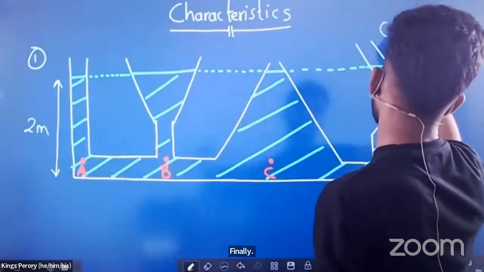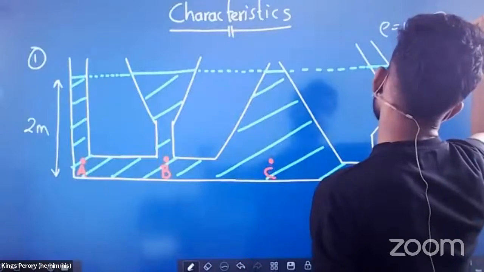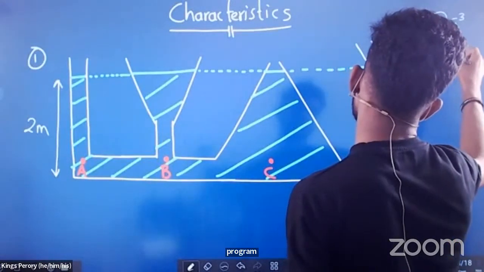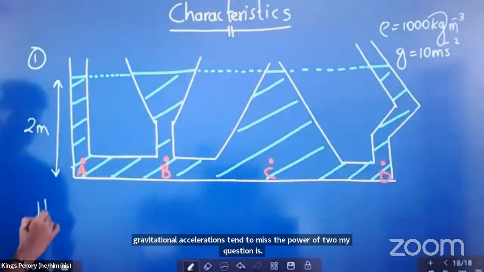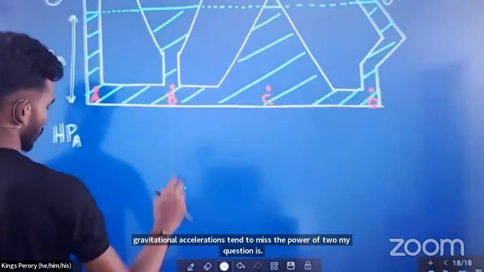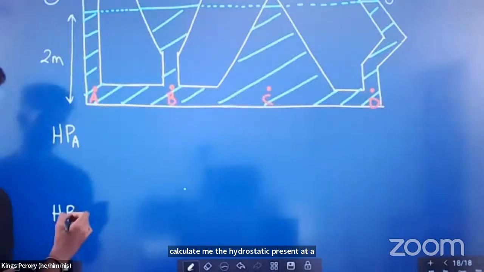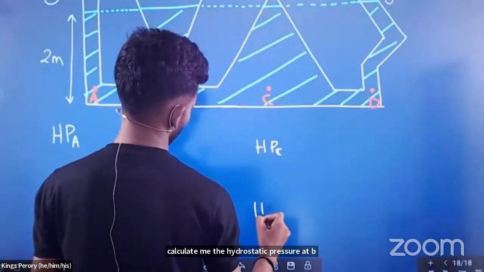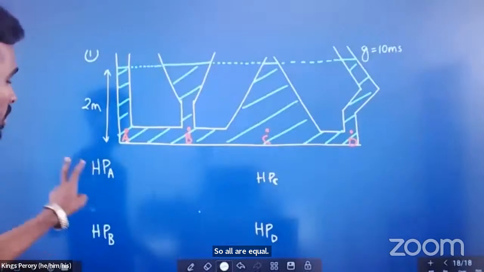Density of the liquid there is 1000 kilogram per cubic meter. Gravitational acceleration is 10 m s to the power minus 2. My question is, calculate the hydrostatic pressure at A, at B, at C, and the pressure at D. Each one of them, calculate and send.